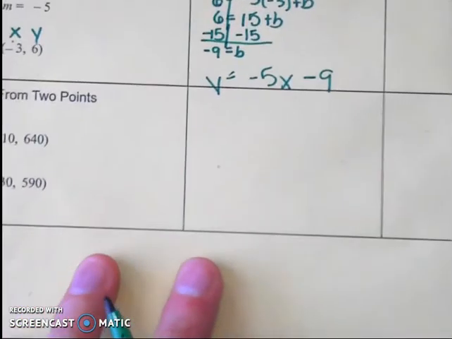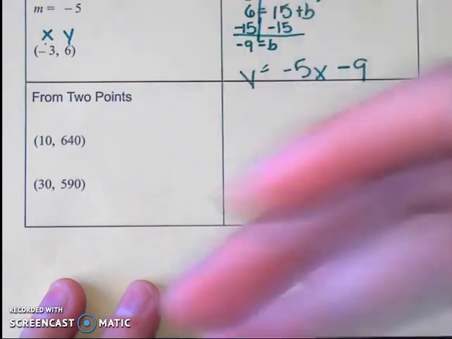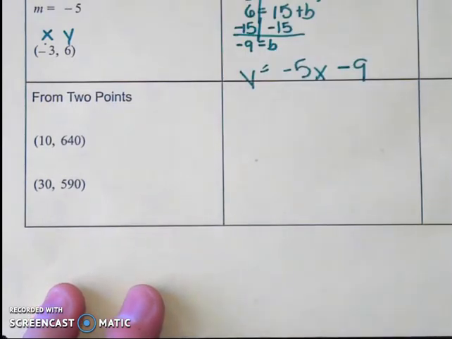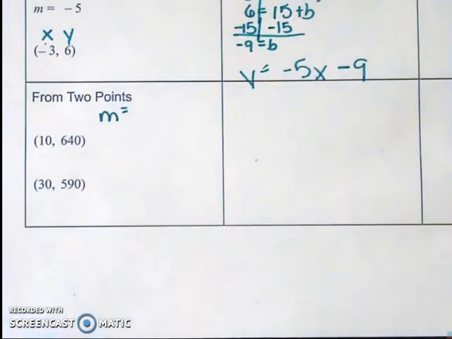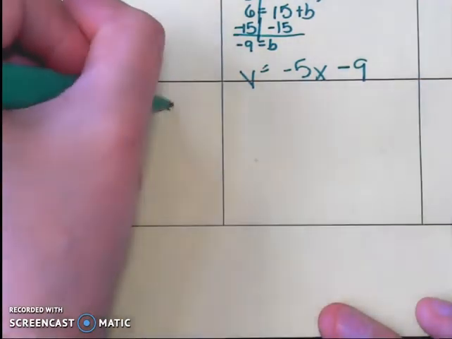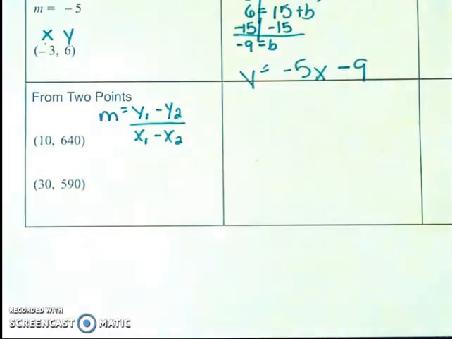All right, so let's look at from 2 points. This is definitely the hardest because it takes the most amount of work, because we're not given the slope in this one. But we can find the slope using the slope formula. So remember, the slope formula, y1 minus y2 over x1 minus x2, will give you your slope, right? Change in y over change in x.